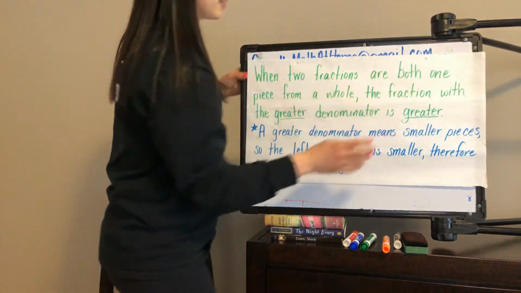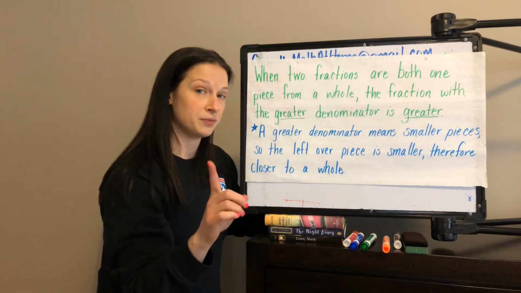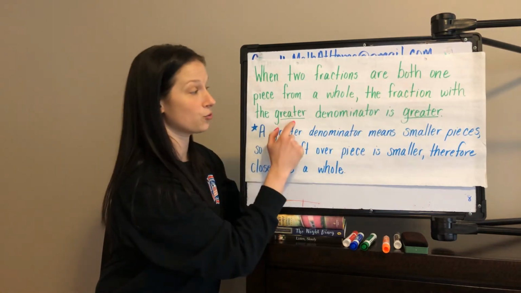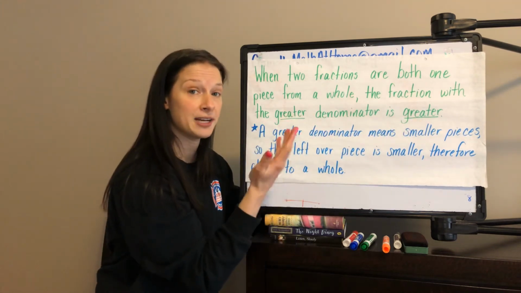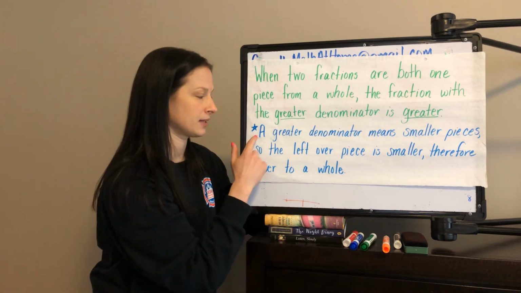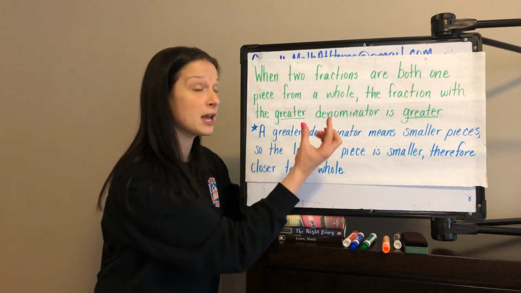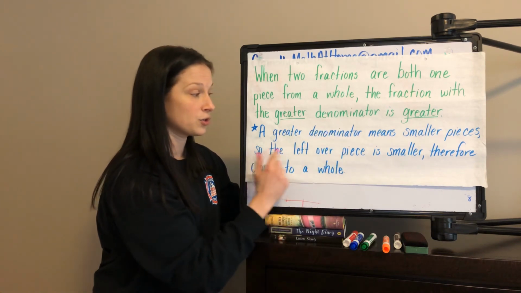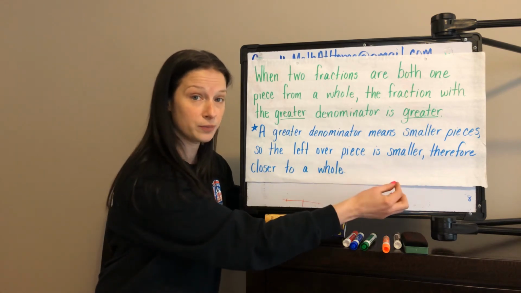So here it is. When two fractions are both one piece from a whole, the fraction with the greater denominator is greater. So the larger denominator is bigger. Why? Why is this happening? In blue, a greater denominator means smaller pieces. So the leftover piece is smaller, therefore closer to a whole.